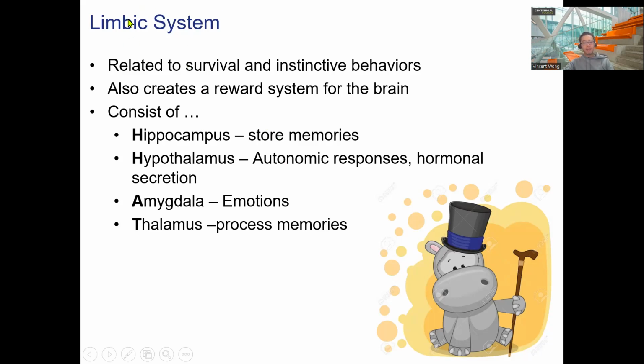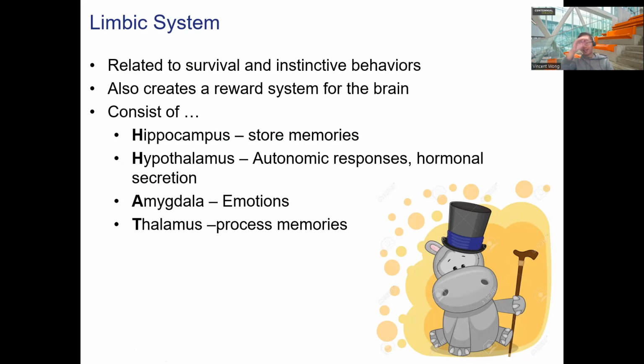Now, what kind of brain parts are in the limbic system? We have the hippocampus, hypothalamus, amygdala, and thalamus. To remember this, think of a hippopotamus wearing a hat. Hippo and then HAT. So the hippocampus is a structure deep in the brain which stores memory. It's responsible for storing long-term memory.